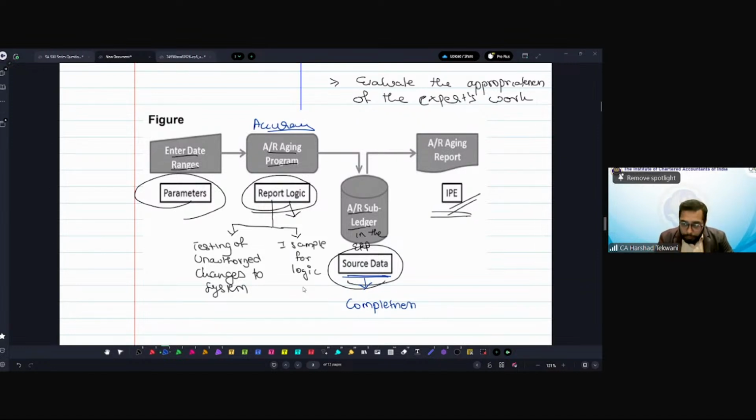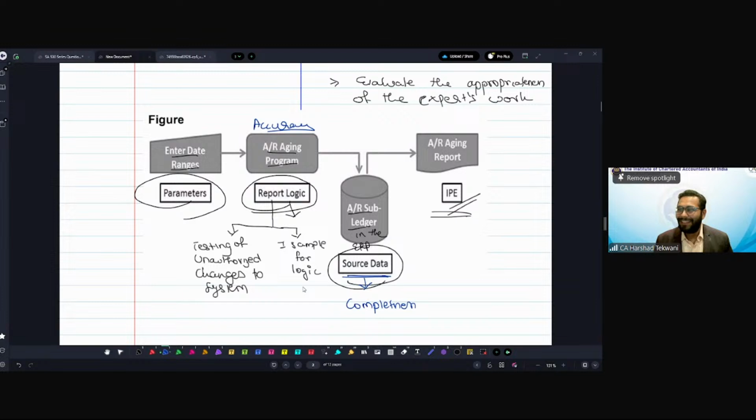Now, sir, as you said, how will you test the source data then? Let's say I have an AR subledger. All the entries are there in the AR subledger. How can I get comfort on that? So then I test unauthorized changes or authorization of those transactions.